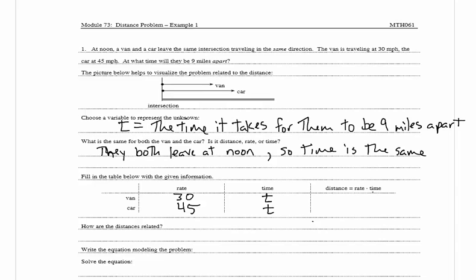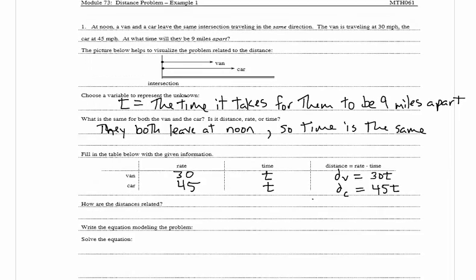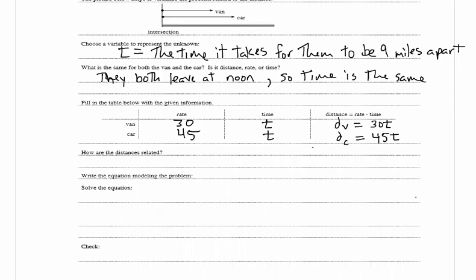Distance is equal to rate times time. So I'm going to say the distance for the van, so I'm going to subscript my d with a v for van, is equal to rate times time, or 30 times t. And my distance for the car is equal to the rate of 45 times time, t. And now they ask, how are the distances related? And we could say that the difference is 9 miles.